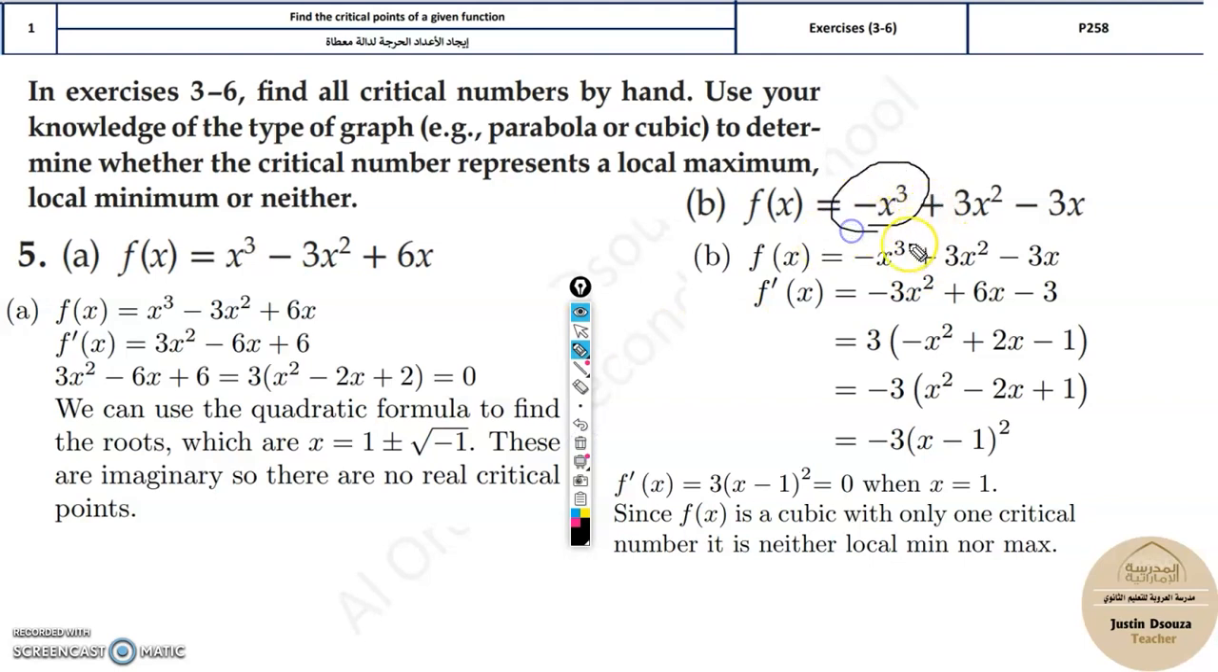Whenever you have x to the power 3, you derive it, it'll be x to the power 2, and you must have two critical numbers. But in certain cases, you will have only one critical number. So now, which is this function? A cubic function. A cubic function with only one critical number has neither a local maximum nor a minimum. So this is very important to remember. There is one critical number, that is neither.